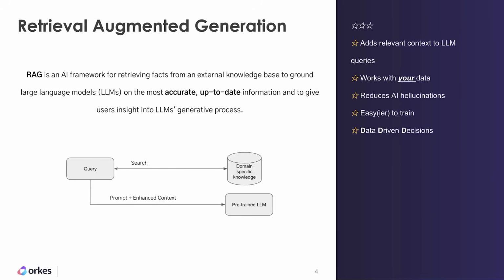So, just as a primer, and some of you might already know about this, but what is retrieval augmented generation? This is essentially an AI framework that allows you to retrieve facts from an external knowledge base and to ground the LLMs on the most accurate and up-to-date information.